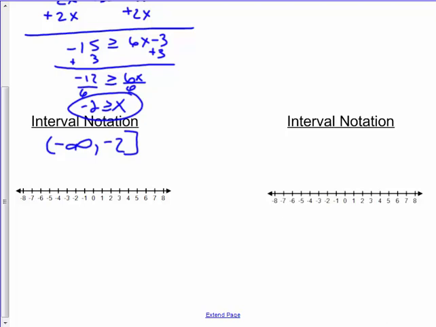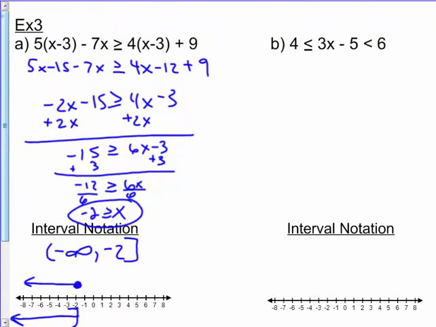Interval notation will be negative infinity to negative 2. That's a closed circle at negative 2, shade to the left. Notice I used a bracket at negative 2 because I'm including that.